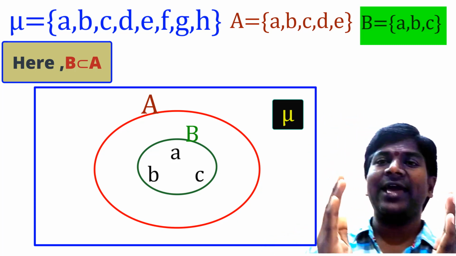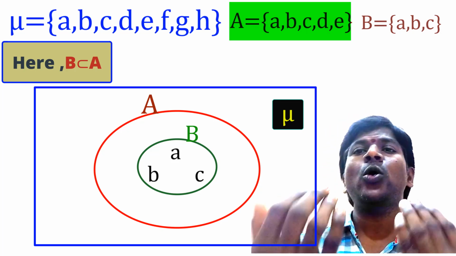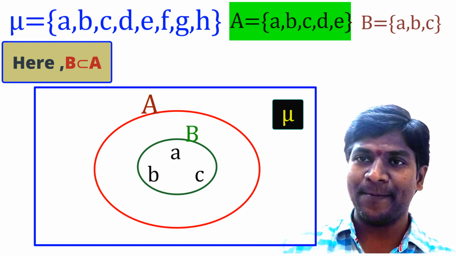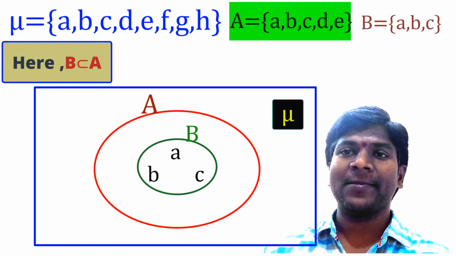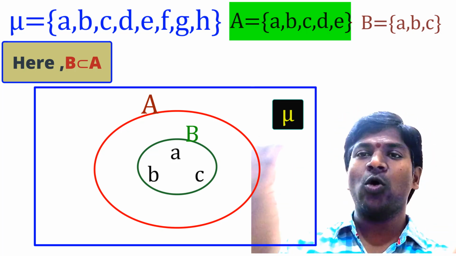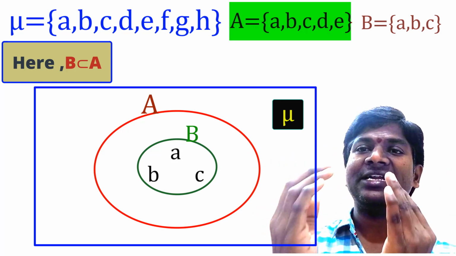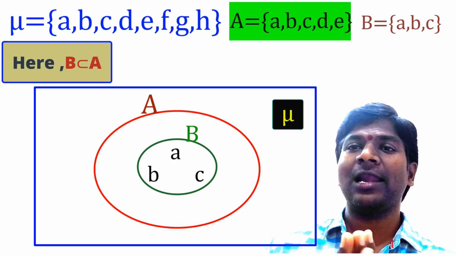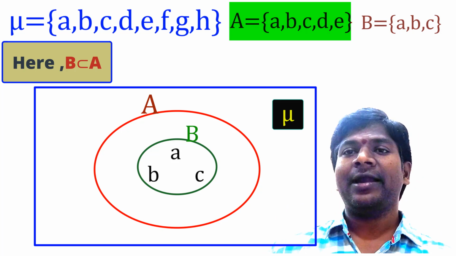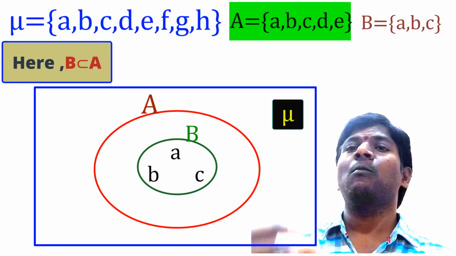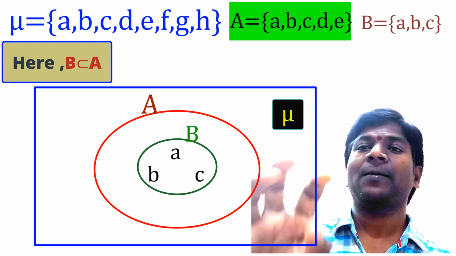Now, what are the elements of set A? Set A has more elements than set B. Set B has the elements A, B, C. But set A has more elements. The elements of the set A are A, B, C, D, E. These are the elements of set A. When we observe, D, E are more elements in set A compared to B.